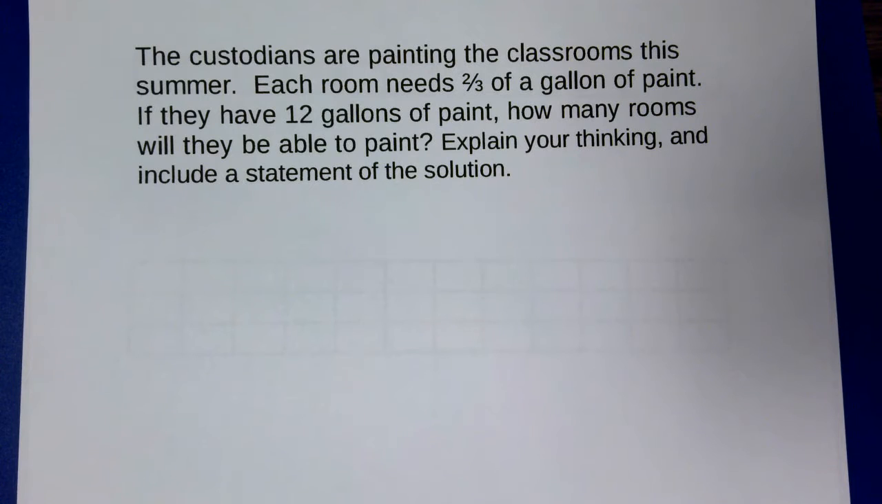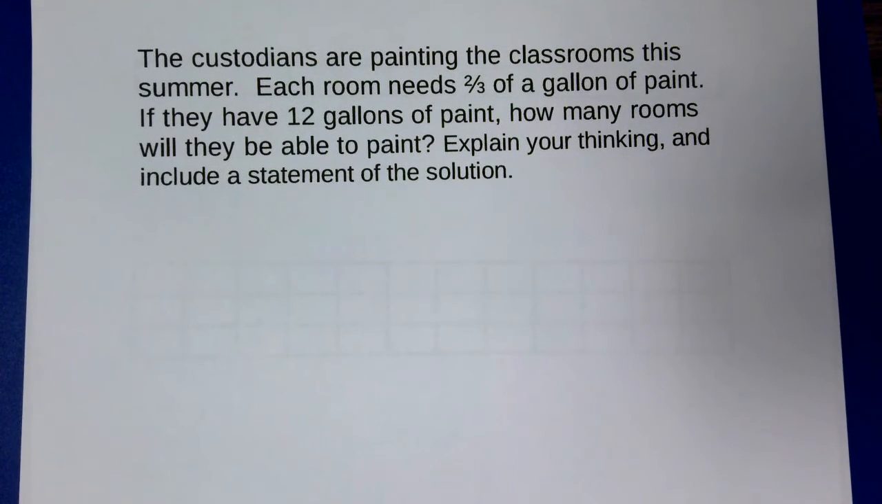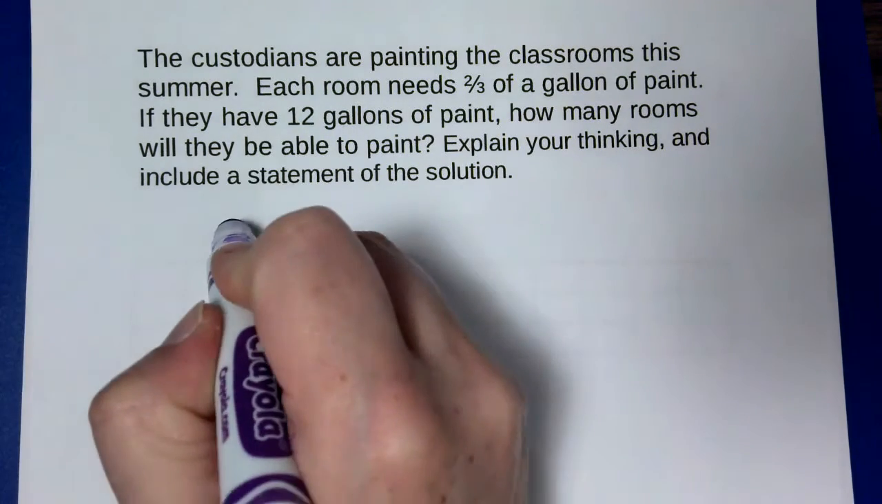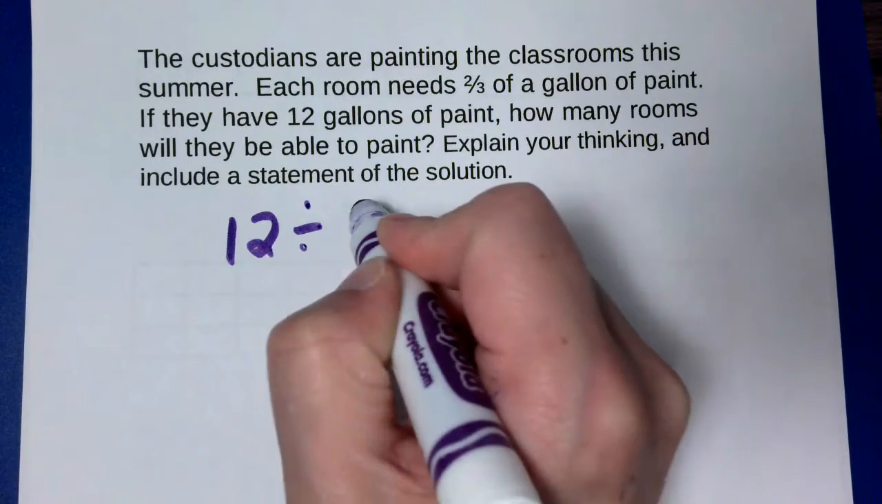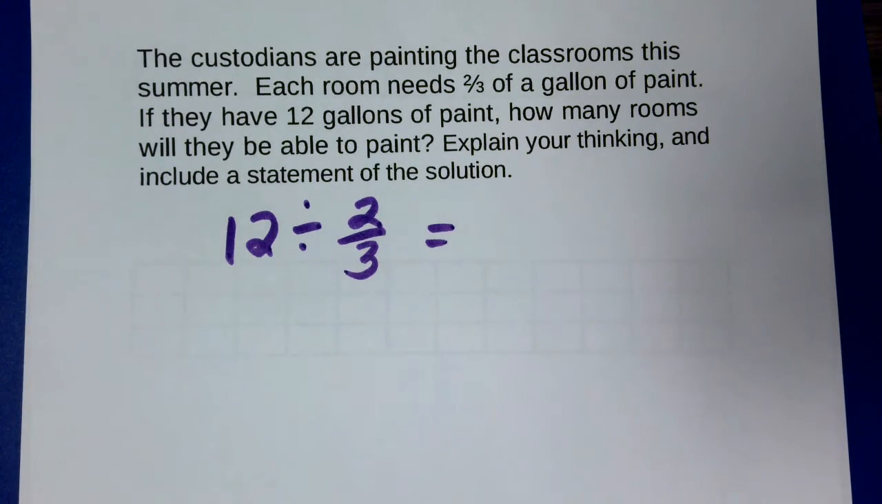Okay, let me start thinking about this. So I have 12 gallons of paint that I need to divide up into 2/3 units. So it really looks like 12 divided by 2/3. Okay, that would be my number sentence. I want to show you pictorially what this would look like.